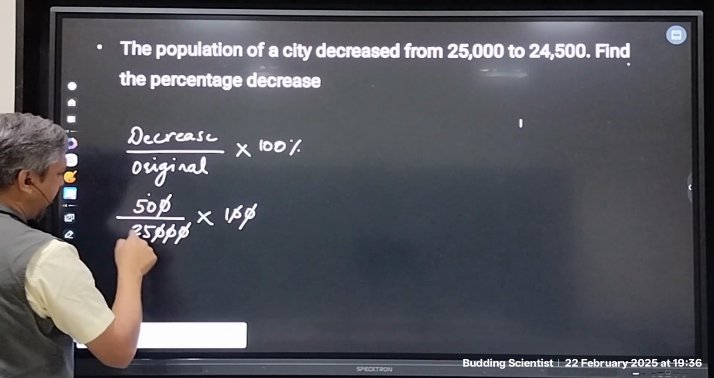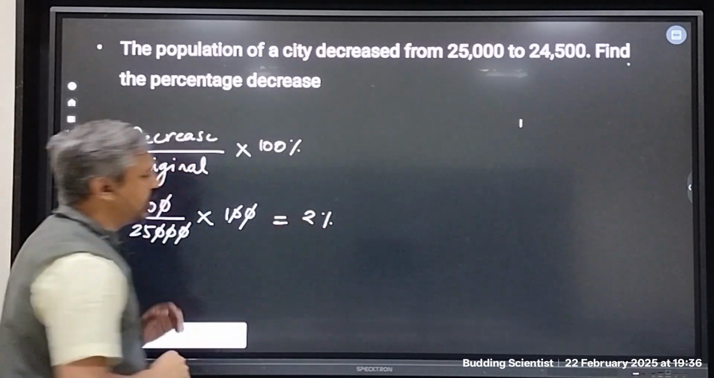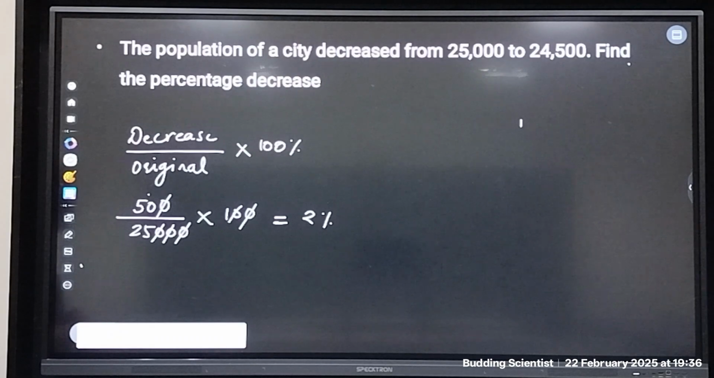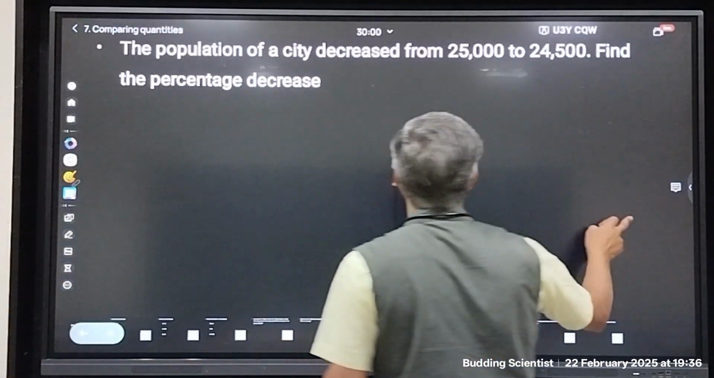10 into 50 upon 25 is equal to 2%. So the population is decreased by 2%. The next problem.